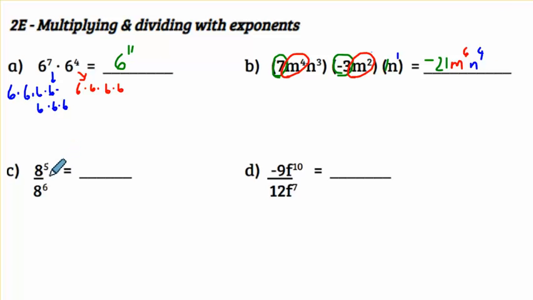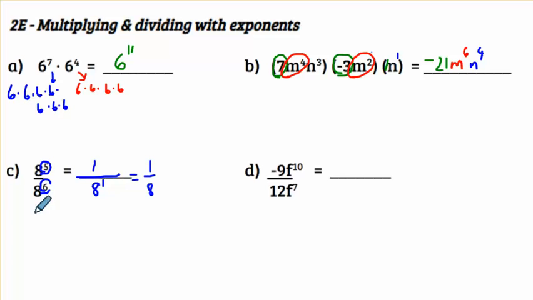Okay, for C, 8 to the 5th over 8 to the 6th, we learned that you just simply subtract these exponents. So we'll get an 8 to the 1st power, and it winds up wherever the bigger exponent is. In this case, 6 is bigger, so we're going to have 8 to the 1st power on the bottom, and whenever we need a placeholder on the top, we just put a 1. That, of course, is the same thing as 1/8.